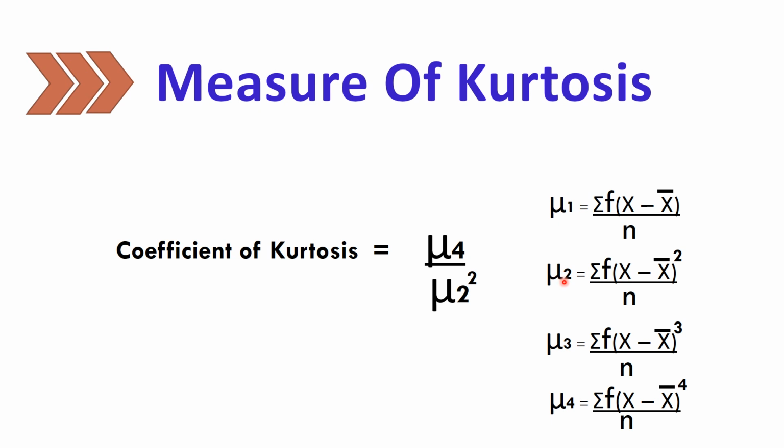When it is mu2, we have to find x minus x bar, then we have to find the square of that. First find x minus x bar, then find the square of that value and multiply that with the corresponding frequency and then take the sum of that column divided by n, that is mu2. Similarly, for mu3 and mu4, we have to do the same thing but with the power of 3 and 4.